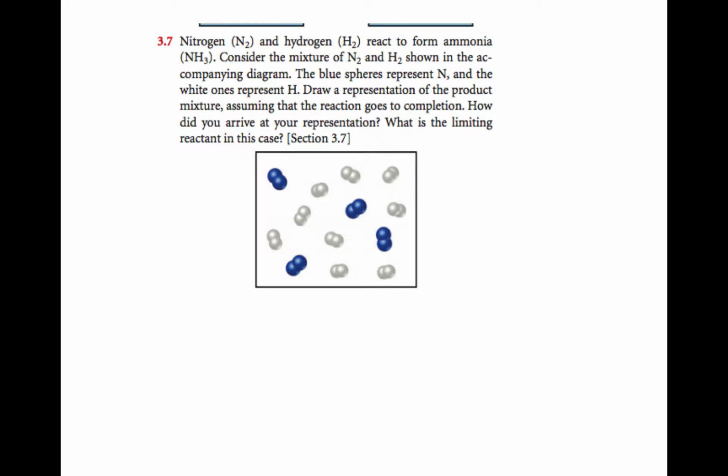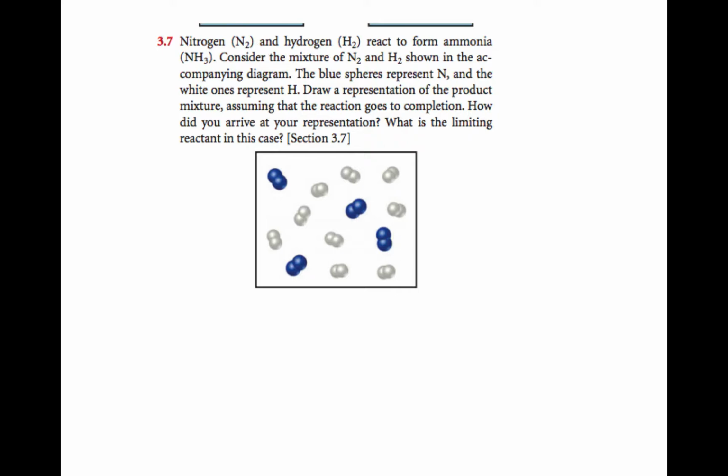Consider a mixture of nitrogen and hydrogen shown in the accompanying diagram. The blue spheres represent nitrogen. The white ones represent hydrogen. Draw a representation of the product mixture, assuming that the reaction goes to completion. How did you arrive at your representation? What was the limiting reactant in this case?